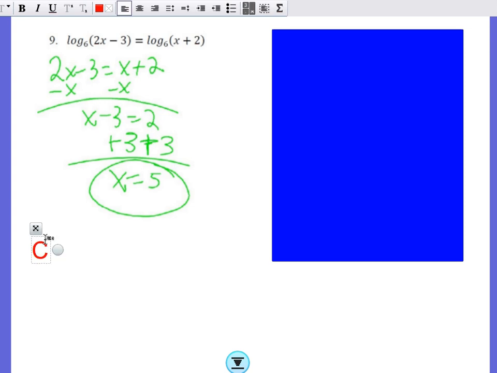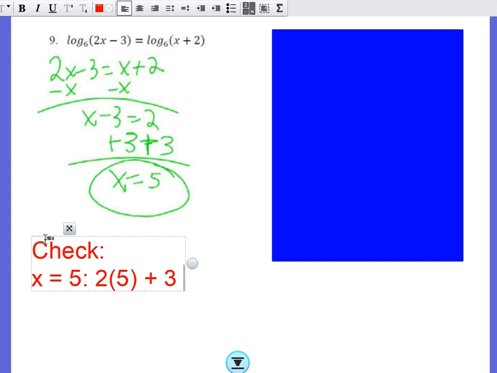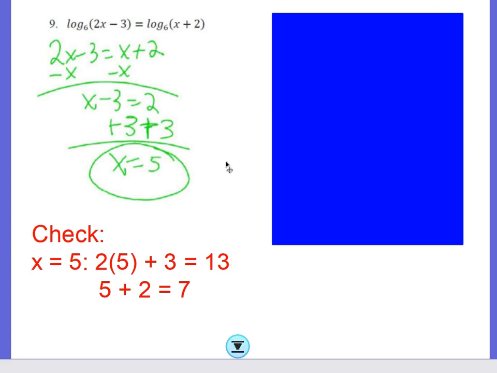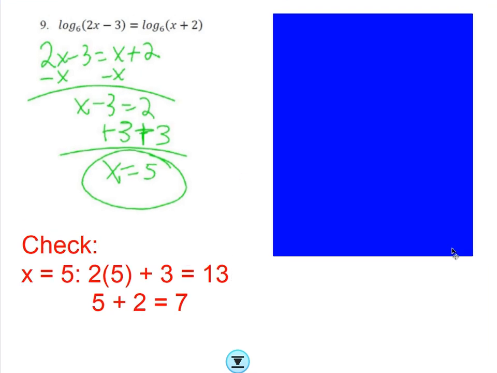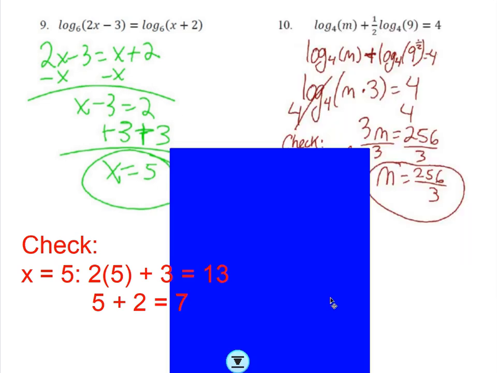And I should check that. Okay, so x equals 5, and I want 2 times 5 plus 3, that is 13, that works. And then we've got 5 plus 2, which is 7, that also works. So this is real, it's a real solution. It is not an extraneous solution. So 5 is real here, but we do need to check because it is logarithmic.